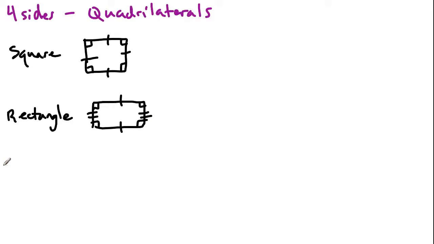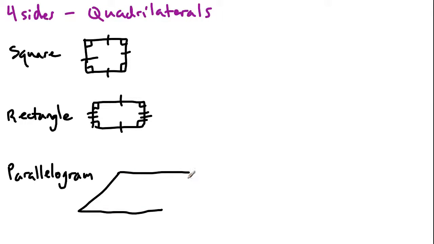Next up, let's see what I want to look at. Parallelogram. Okay. A parallelogram, it doesn't necessarily have to look exactly like this, but what it is you have two pairs of parallel sides. Okay, so like this side is parallel to this side, and this side is parallel to this side. Right, that kind of defines what a parallelogram is.